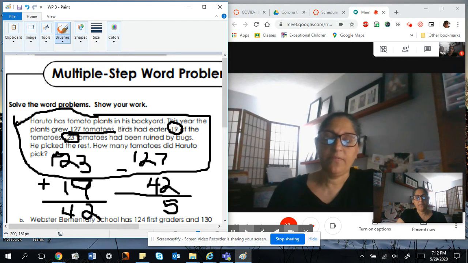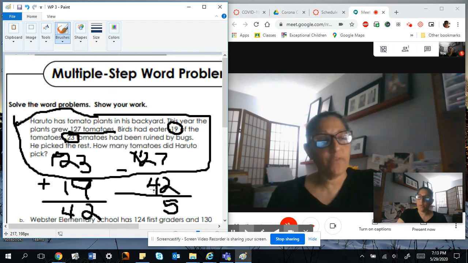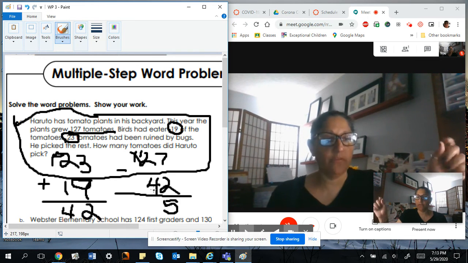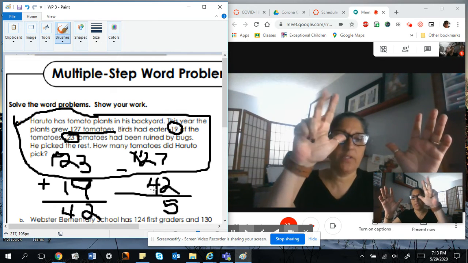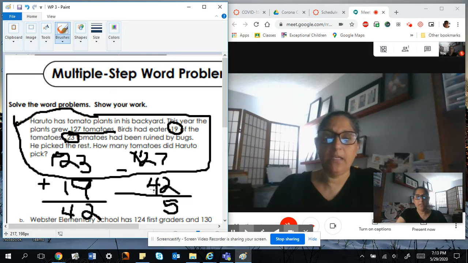And I have 127 minus 42. I have 4 and 2. Can I take 4 away from 2? No. So I have to make this 2. I'm going to come over and make this a 12. So I'm going to take that away. So now I have 4. I'm going to count up to 12. 4, 5, 6, 7, 8, 9, 10, 11, 12. I have how many? 8. Good.